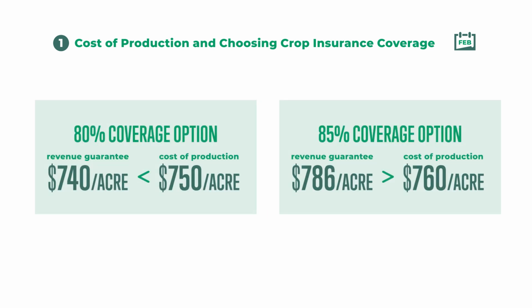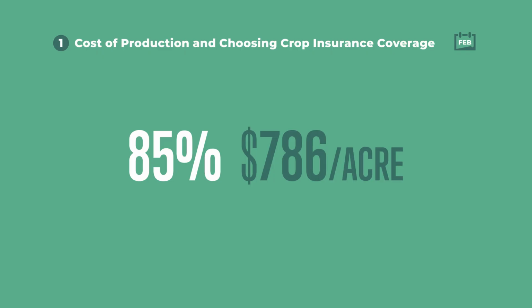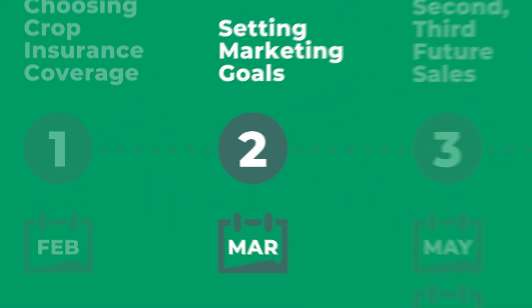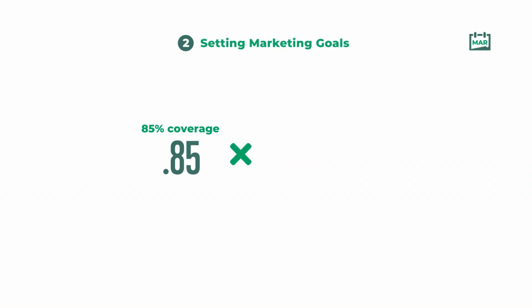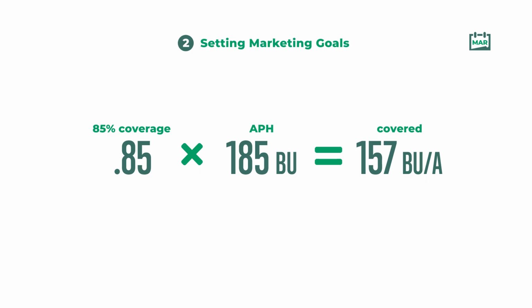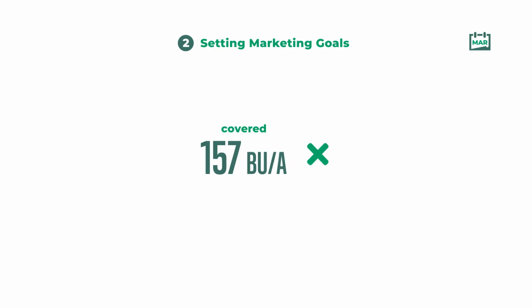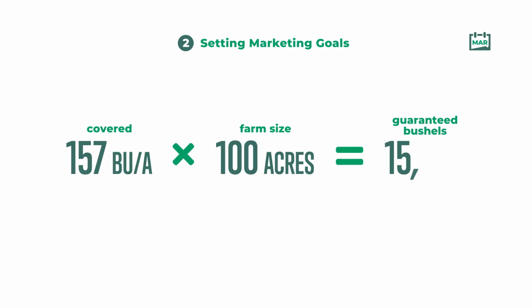Let's say that we opt for the 85% coverage of $786 per acre. How does this decision help set goals around marketing? At 85% coverage and an APH of 185, this means that 157 of your bushels per acre are protected and will be covered in the event of a disaster. Multiply that by the 100 acres on this farm, and you have 15,700 guaranteed bushels to work with.